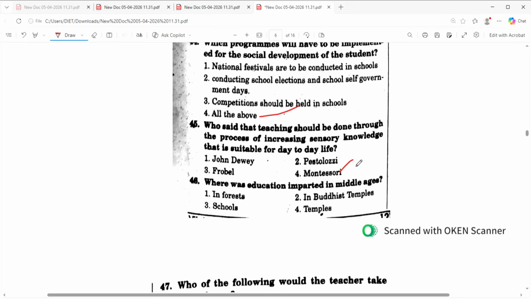Where was education imparted in the Middle Ages? Coming to 46, it is temples.